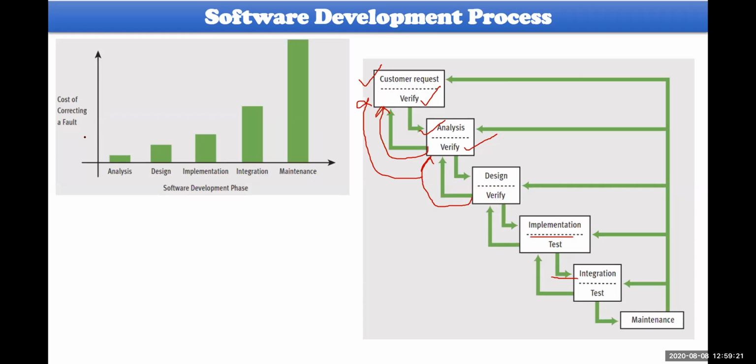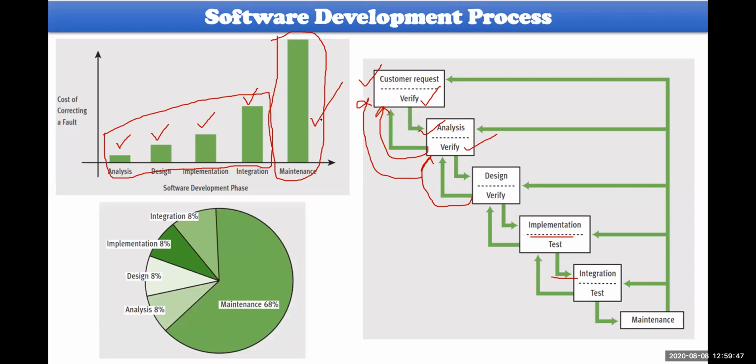Look at this. As far as cost is concerned, analysis will take very less cost. Designing also very less cost. Implementation is also very less. Integration also very less. You could observe maintenance takes a huge amount of cost. All these other stages take approximately 40%, but maintenance will take 60%. Let me give you a pie chart also. Analysis will be 8% of cost, designing 8%, implementation 8%, integration 8%.